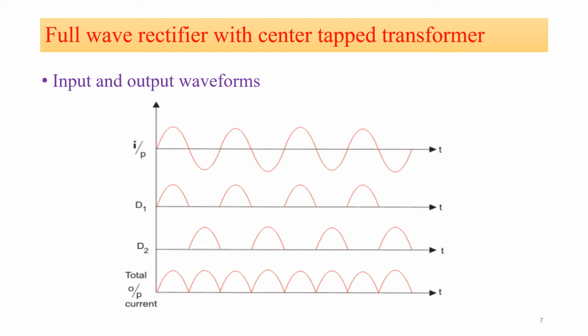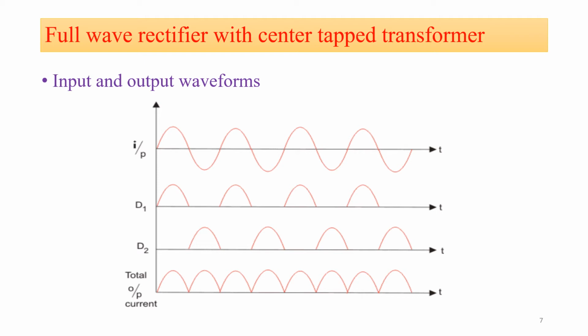Similarly, if we observe the waveform for the negative half cycle of the input, current will flow through the diode D2, means for the negative half cycle our diode D2 will be in forward bias condition, and at the same instant for the negative half cycle your diode D1 will be in reverse bias condition, so no current will flow through the diode D1.